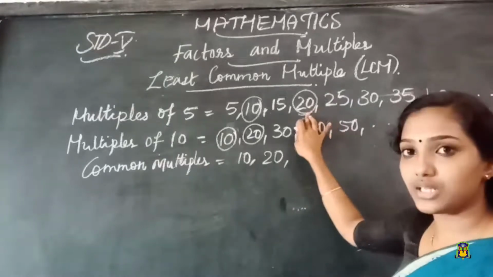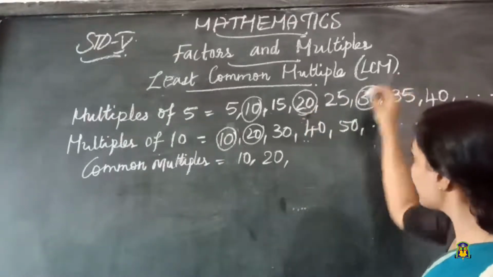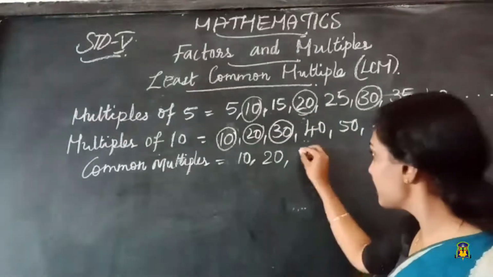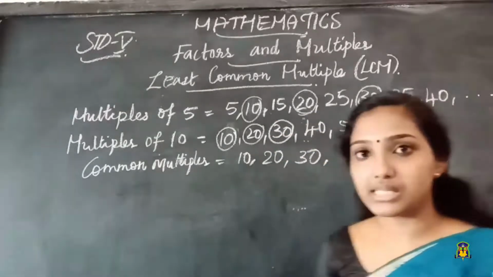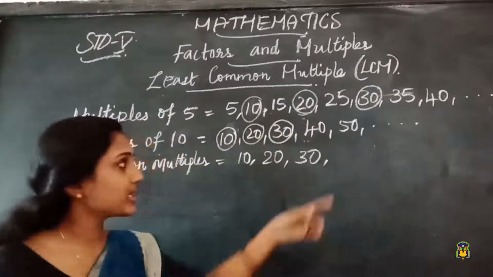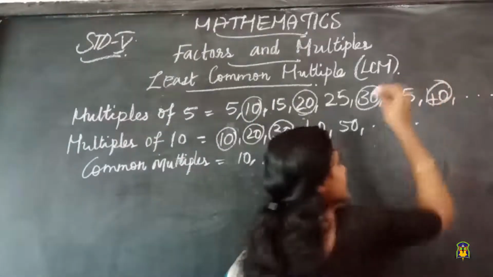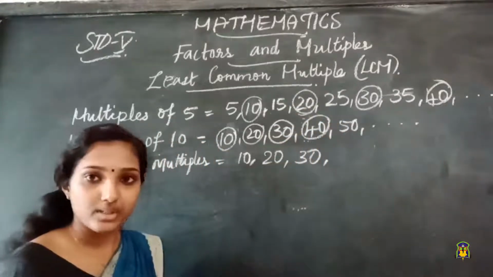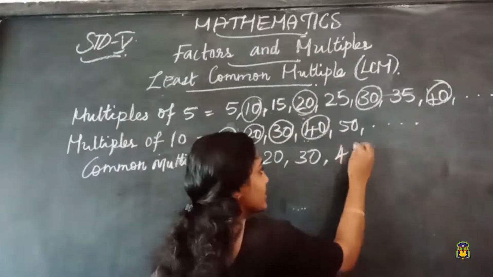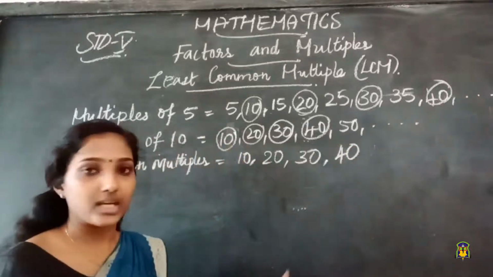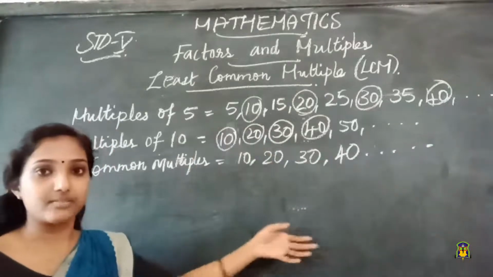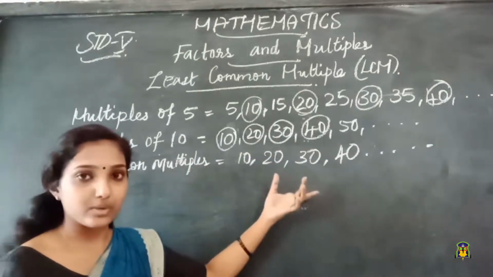Then after 20, see here it's 30 here and here also we could find 30, right? So 30 is a common multiple. And the next one is 40. 40 is a multiple of 5 as well as a multiple of 10. So 40 is also common, right? And the list goes on like this. It is infinite, we could find an infinite number of multiples.